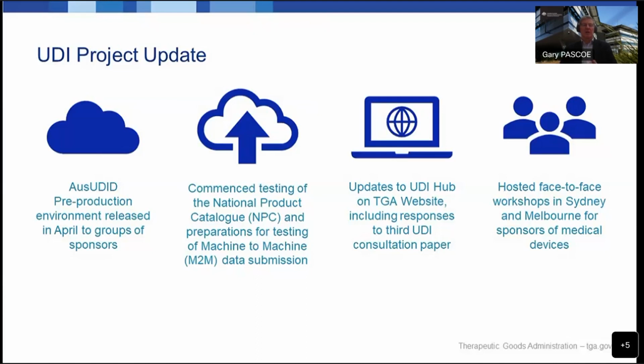Working with GS1, we are expecting to have that National Product Catalogue interface and the data exchange with the NPC in place by the end of July, so that sponsors who would like to use the National Product Catalogue to send data into the UDI database can start to do some of that testing. In addition, the machine-to-machine technical work has been completed, as the current step that we have at the moment.